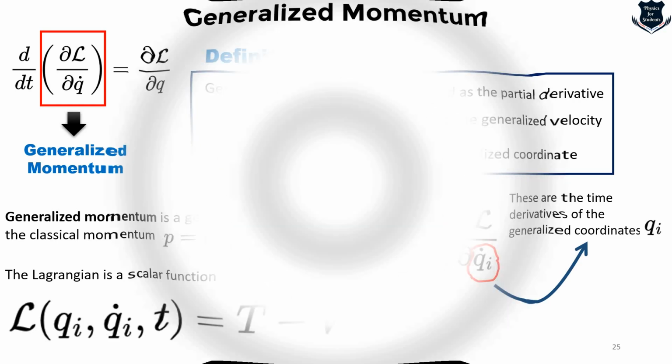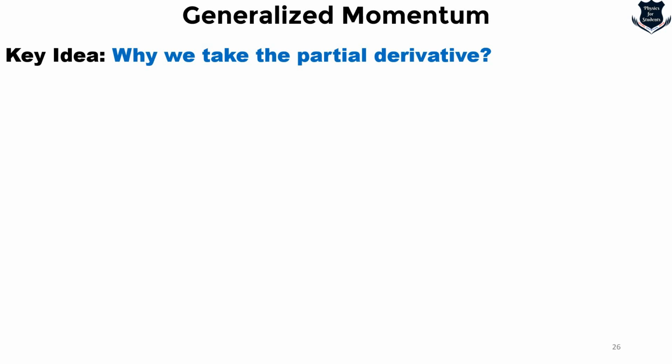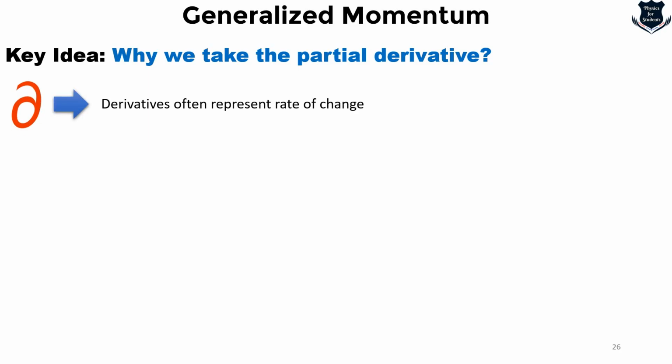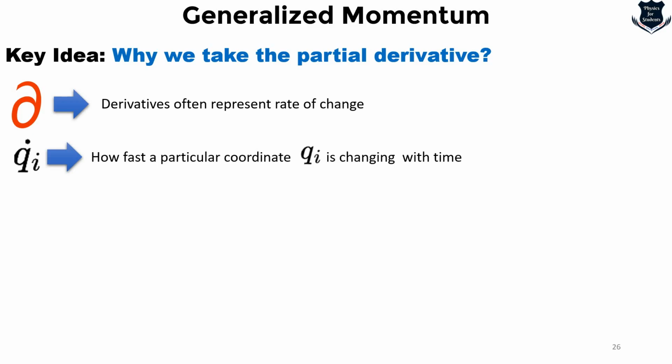Now, the next part of our video answers a very crucial question: why are we taking the partial derivatives over here? We could have taken a simple derivative, an ordinary derivative as we call it, but we have not. I am going to answer that with an analogy. In physics generally, derivatives represent rate of change. In the context of Lagrangian mechanics, the generalized velocity, which is qi dot, represents how fast a particular generalized coordinate qi is changing with time.